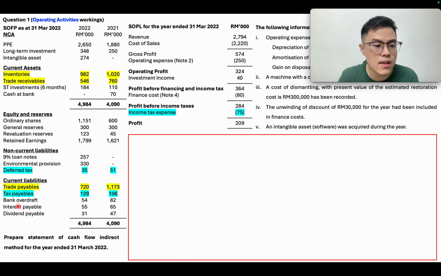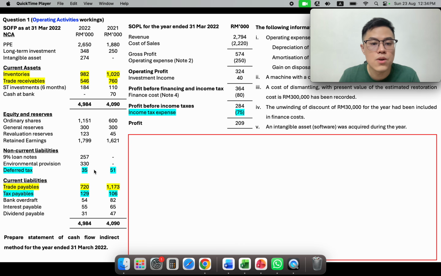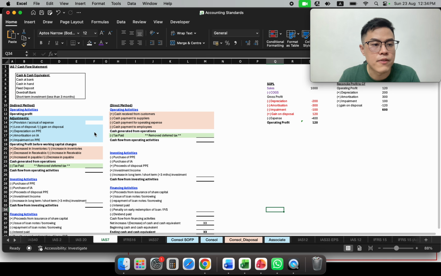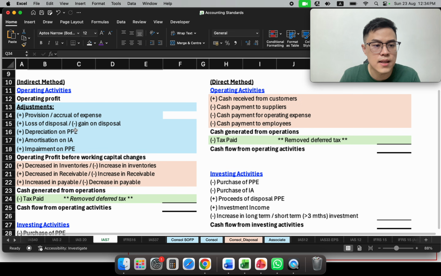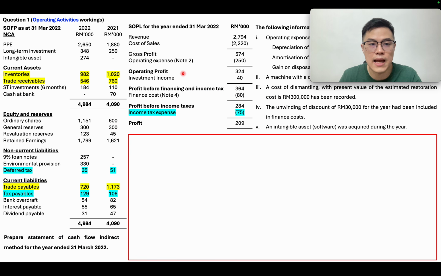This question is on preparation of the indirect method. We have been given the SOFP for 2 years, 2021 as beginning and 2022 as ending. So we have operating, investing, and financing, and we need to find the workings first. Let's start with operating. Since this is an indirect method, we will need to go through all these steps in these slides.